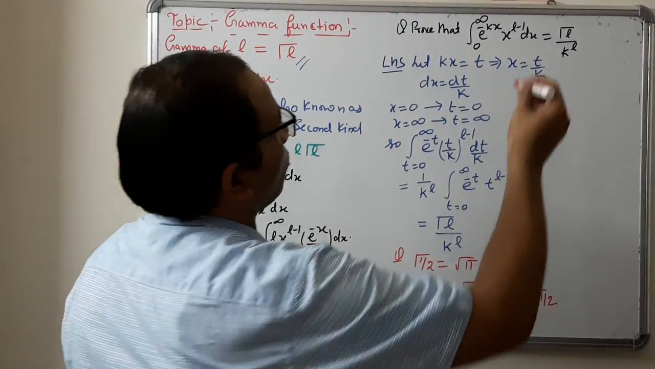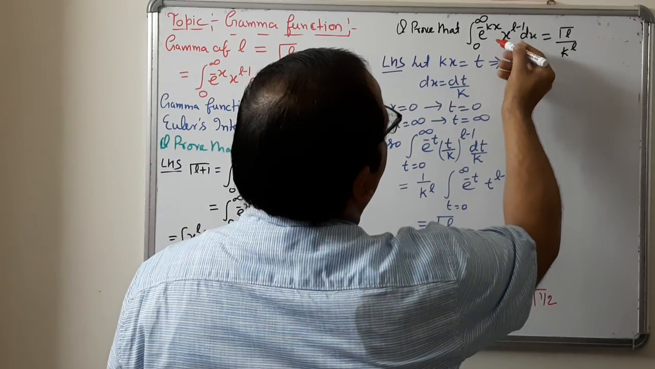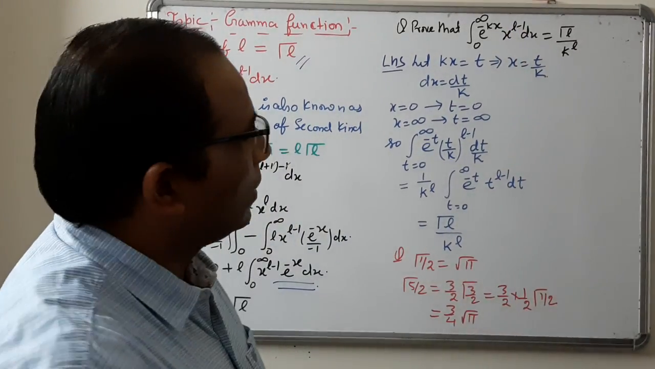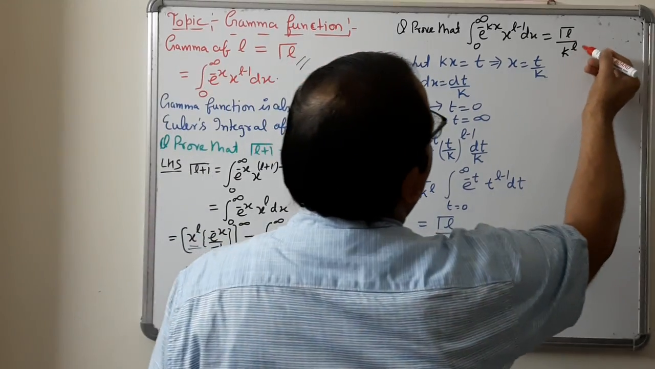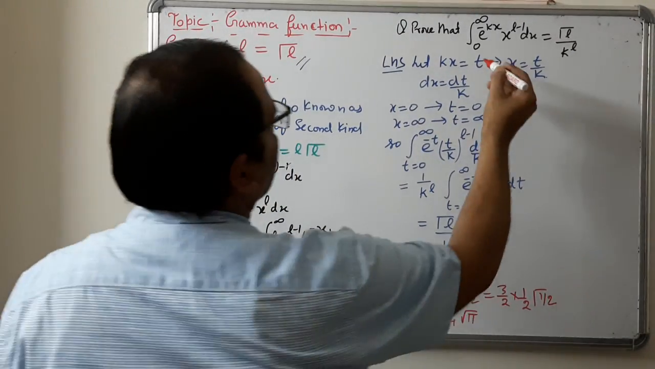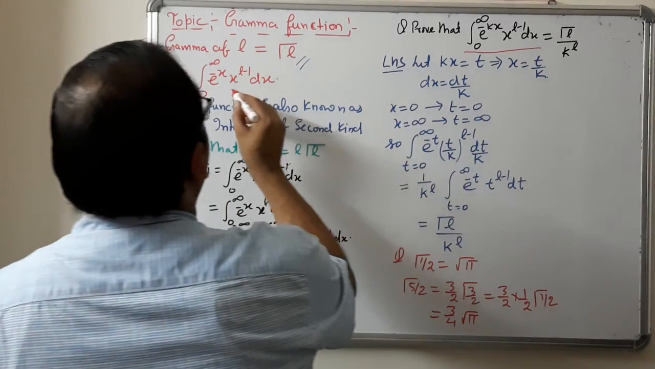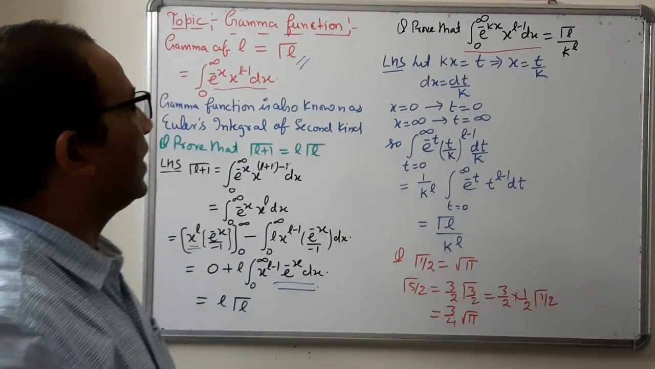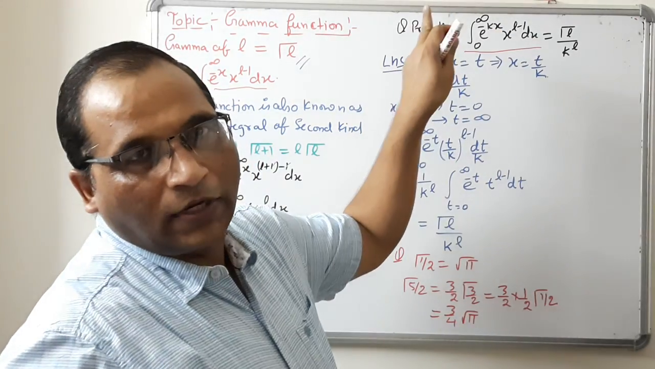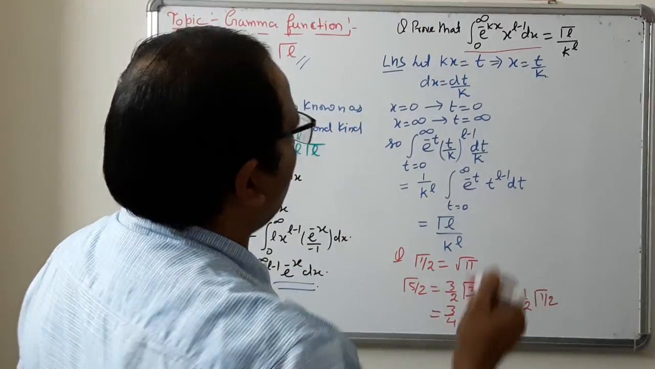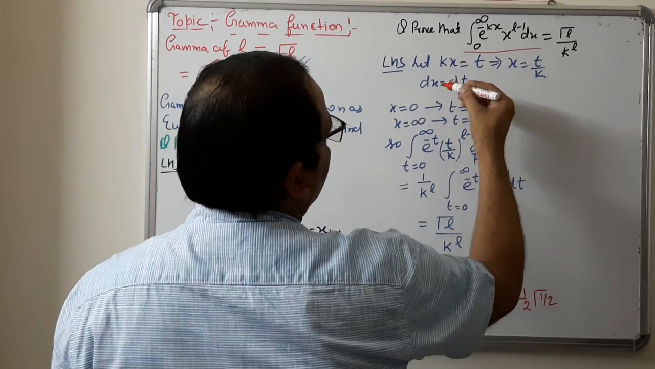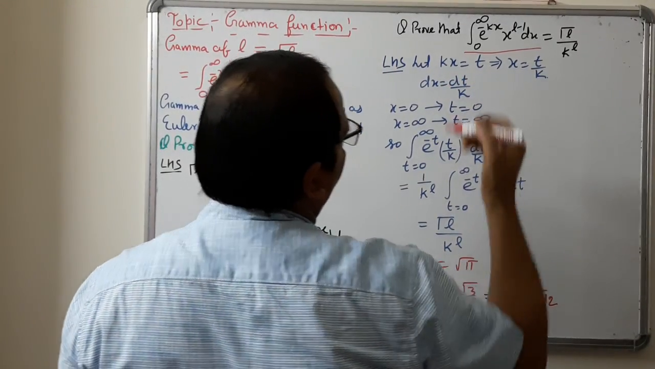Now we take the other question. Prove that 0 to infinity e to the power minus of kx, x to the power L minus 1 dx, that is equal to gamma L upon k to the power L. Taking left hand side, if we compare this given question with the formula of this one, you can see that here is e to the power minus x and here is e to the power minus of kx. So put kx equal to t, that means x equal to t upon k. We can write dx equal to dt upon k.